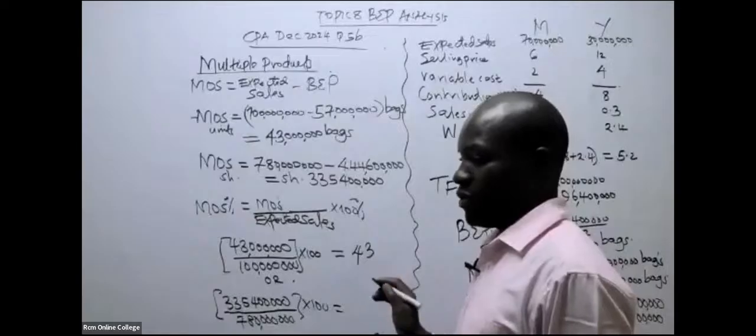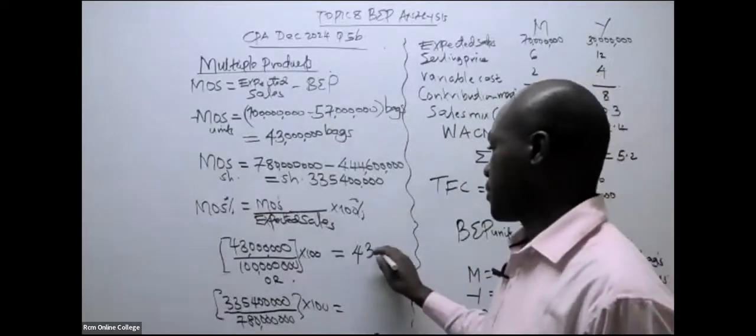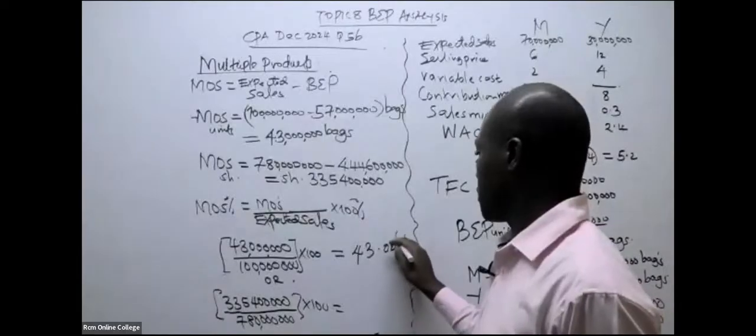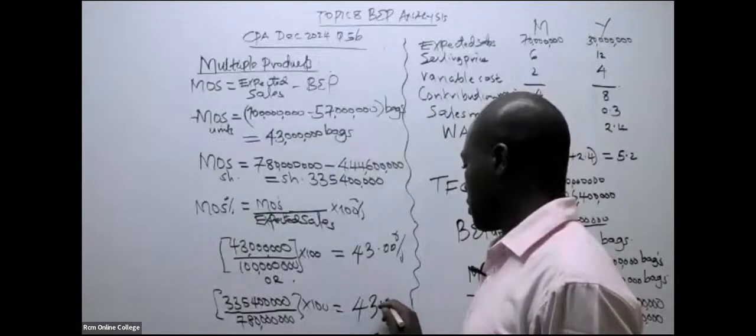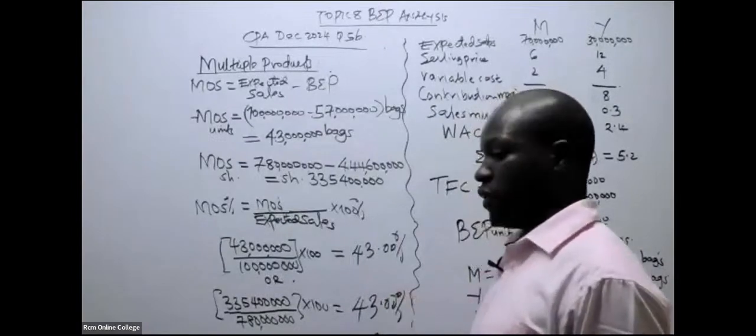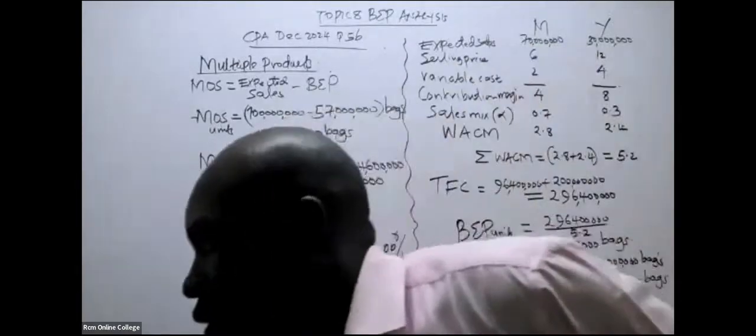$43 is not 2 decimal places. 43. How about this? Is it giving you the same thing? Good.